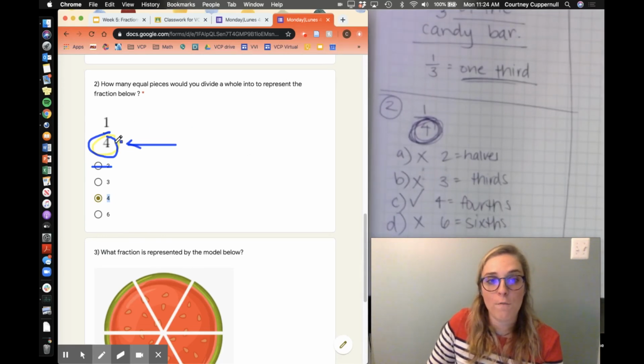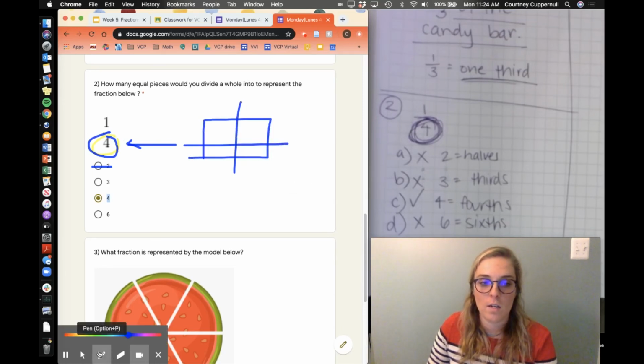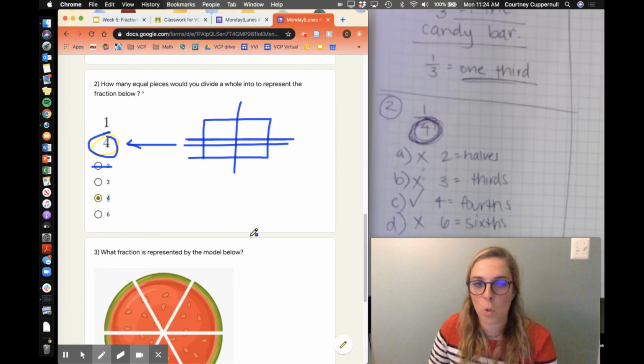This fraction 1/4, I would need to divide my whole into fourths or 4 equal pieces. That line should probably go closer to there.